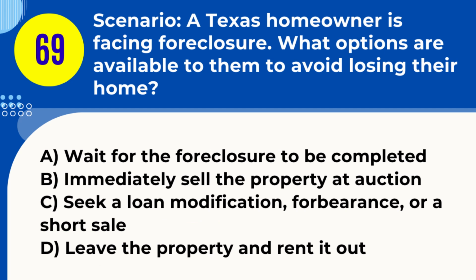Question 69. Scenario. A Texas homeowner is facing foreclosure. What options are available to them to avoid losing their home? A. Wait for the foreclosure to be completed. B. Immediately sell the property at auction. C. Seek a loan modification, forbearance, or a short sale. D. Leave the property and rent it out.